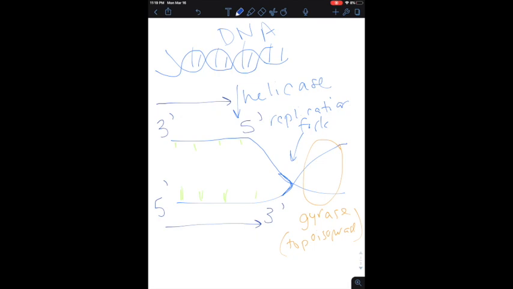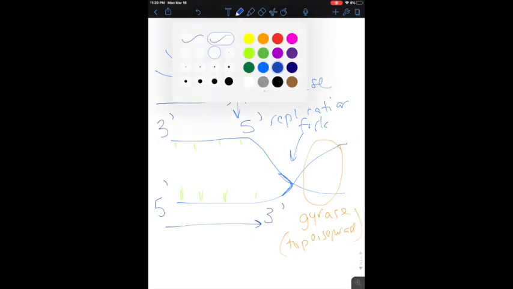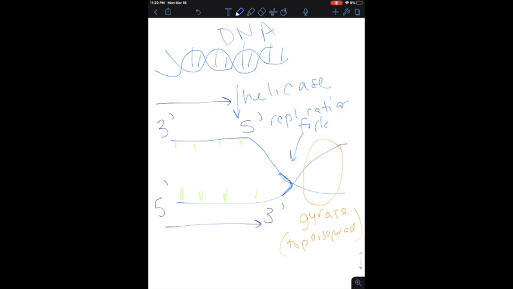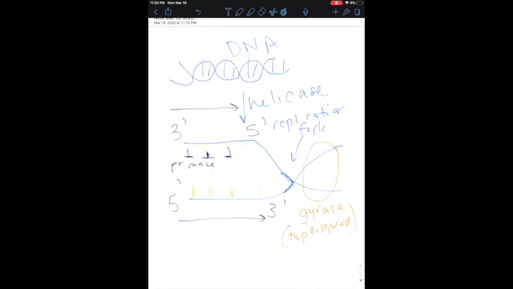So as helicase is unzipping the DNA, what enzyme do we need to tell DNA polymerase 3 to start? So that's going to be our primase. Primase is laying what type of primer? RNA. So it's laying down a couple of nucleotides, telling DNA polymerase 3 where to start, right? So primase lays down our primers.